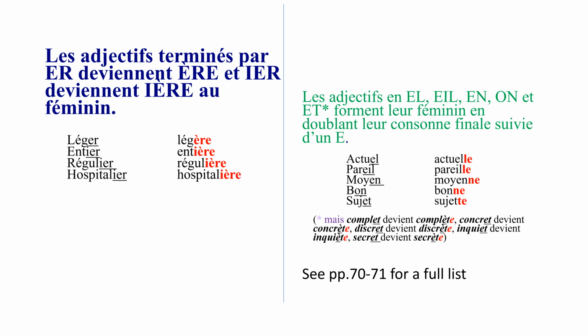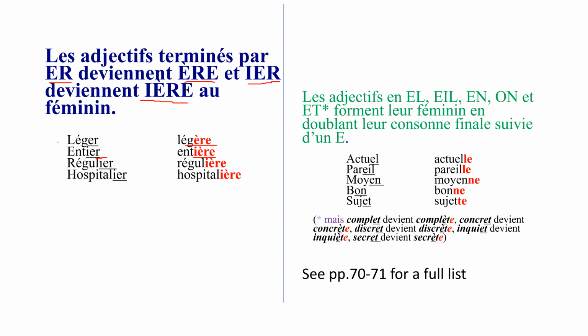Les adjectifs terminés par ER deviennent E accent grave et AE, et IER deviennent IE accent grave et AE au féminin. So adjectives that end in ER, you change ER into E accent grave et AE, and adjectives that end in IER, you change it into IE accent grave et AE to have your feminine. Léger becomes légère, entier becomes entière.